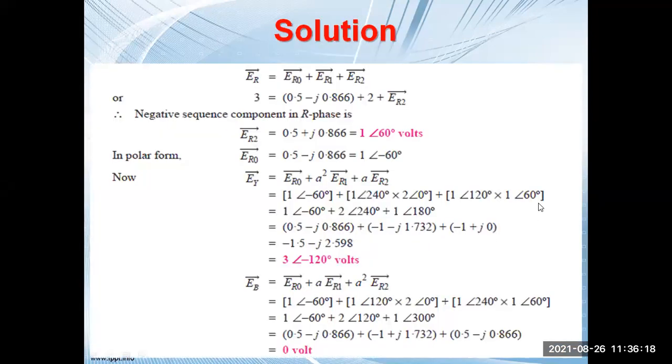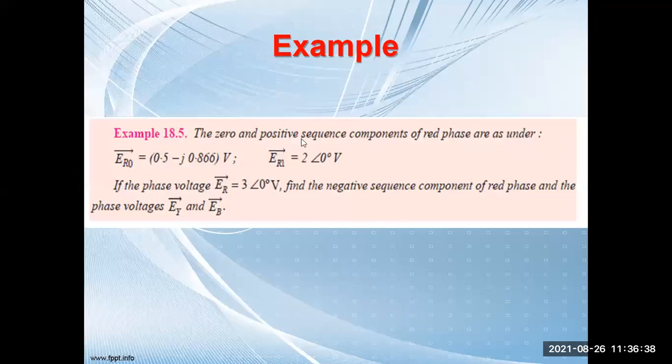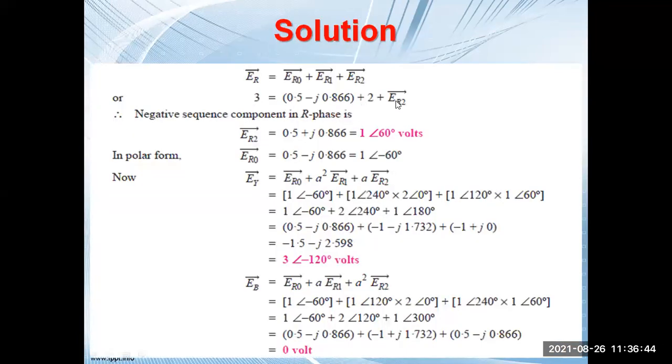So we'll apply the same formula, that is ER equals ER0 plus ER1 plus ER2, that is the red phase voltage equals zero sequence voltage plus positive sequence voltage plus negative sequence voltage. So ER equals 3, ER0 is known to us, ER1 is 2, these values are already given. So we'll substitute this and calculate this ER2 value. ER2 equals, you can simplify that, 1 angle 60 degree. Now ER0 value is known to us, ER0 is given.